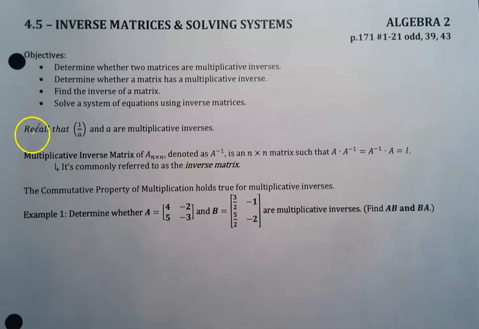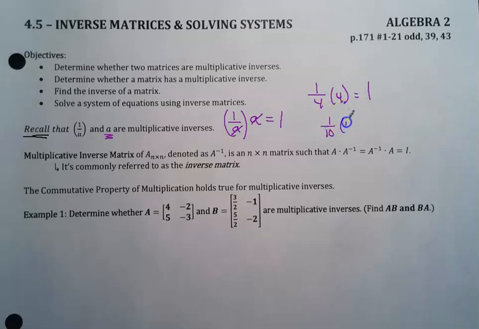So first of all, I want you to recall that 1 over a and a are multiplicative inverses. Remember, that means if we multiply them together, 1 over a times a, the a's would cancel and it would leave us with 1. So 1/4 times 4 equals 1. 1/10 times 10 equals 1, because the 10s would cancel. That's the multiplicative inverse. We're multiplying by the inverse, or the reciprocal, you might say too.